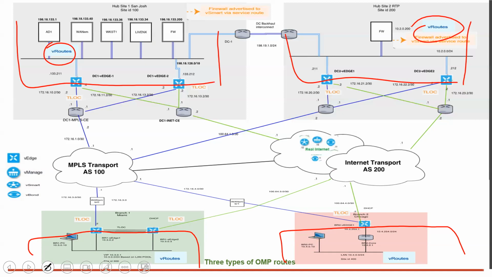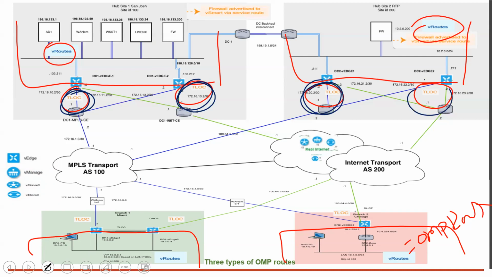Sometimes they are referred to as OMP routes as well. So V routes are nothing but the OMP routes, but they are non-VPN 0, non-VPN 512 routes, right? All right. Then next, you can see in the diagram your next hop routes, which are nothing but the TLOC routes. I should use some other color for that, so let me use this blue color. So here you can see these TLOCs.